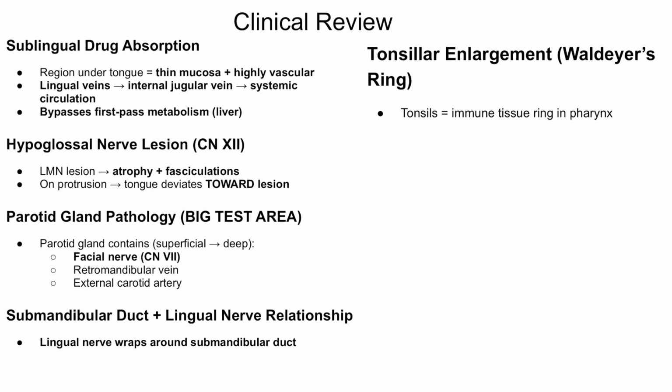And then finally, tonsillar enlargement ties back to that Waldeyer's ring, and these tonsils form a ring of tissue in the pharynx, and when enlarged, they can obstruct either the airway or the auditory tube. And that's why kids with big adenoids can have breathing issues or recurrent ear infections. It's not just a throat problem, it's a space problem, right? So, if you zoom out, the pattern across the slide is consistent. Small anatomical relationships lead to predictable clinical consequences, and that's exactly how these things get tested.